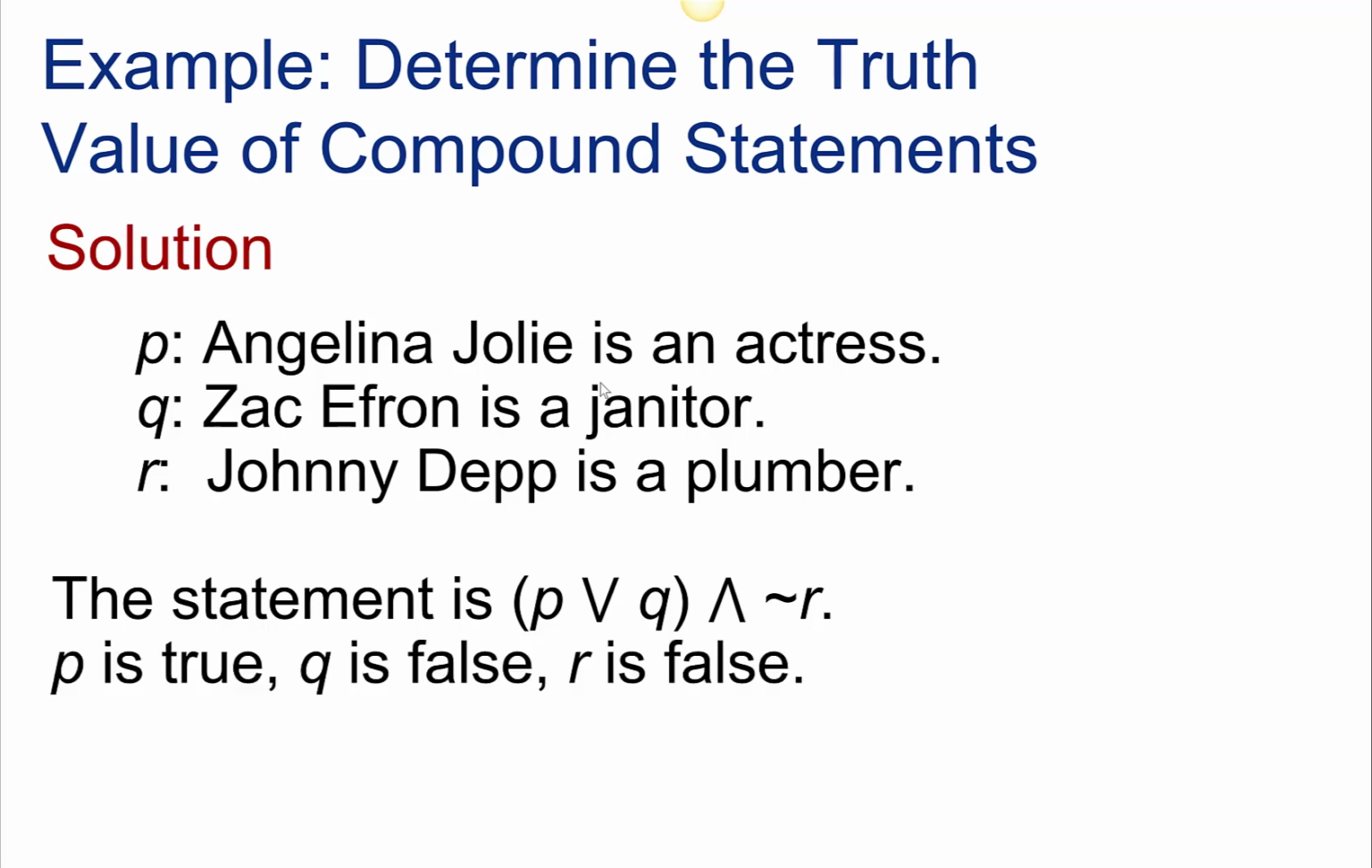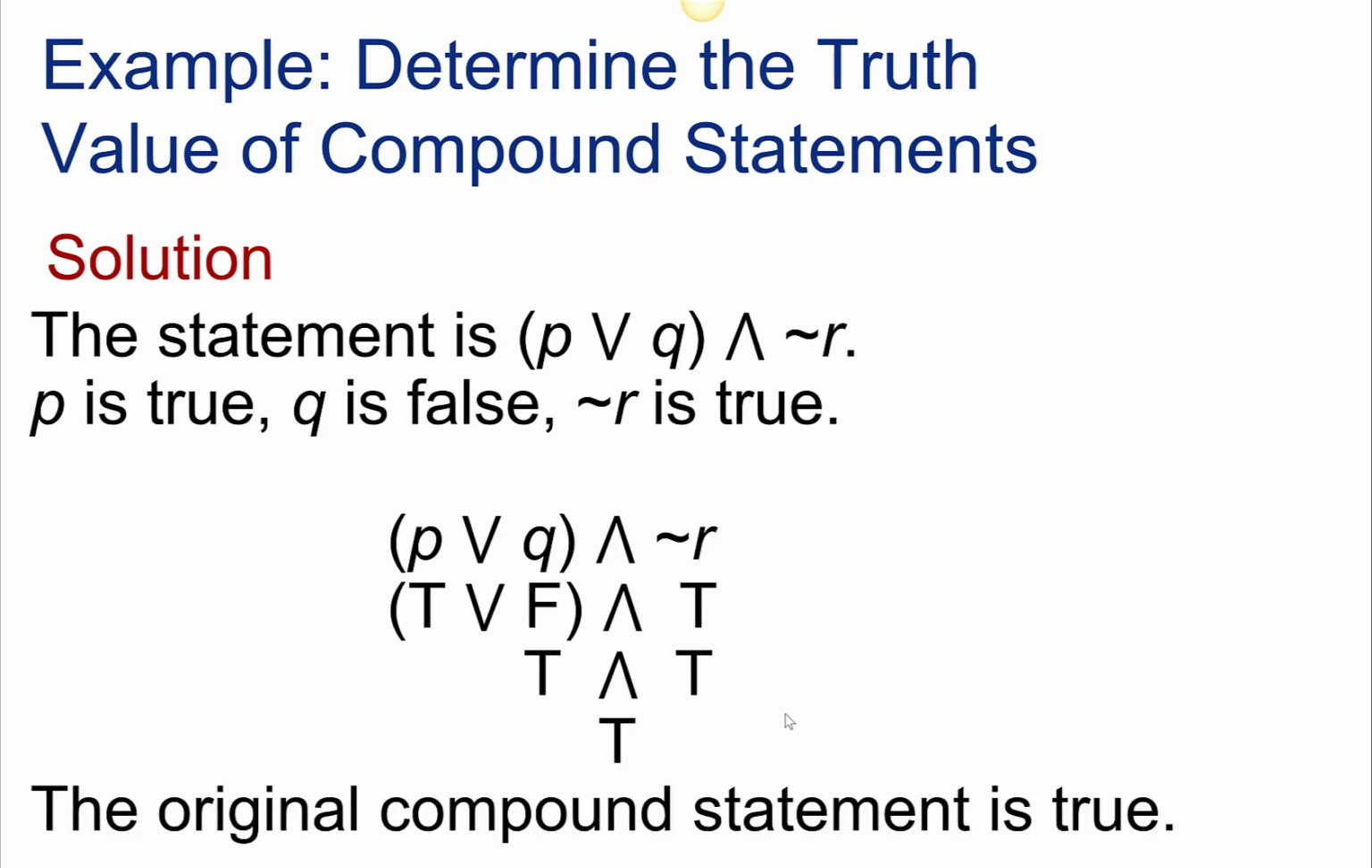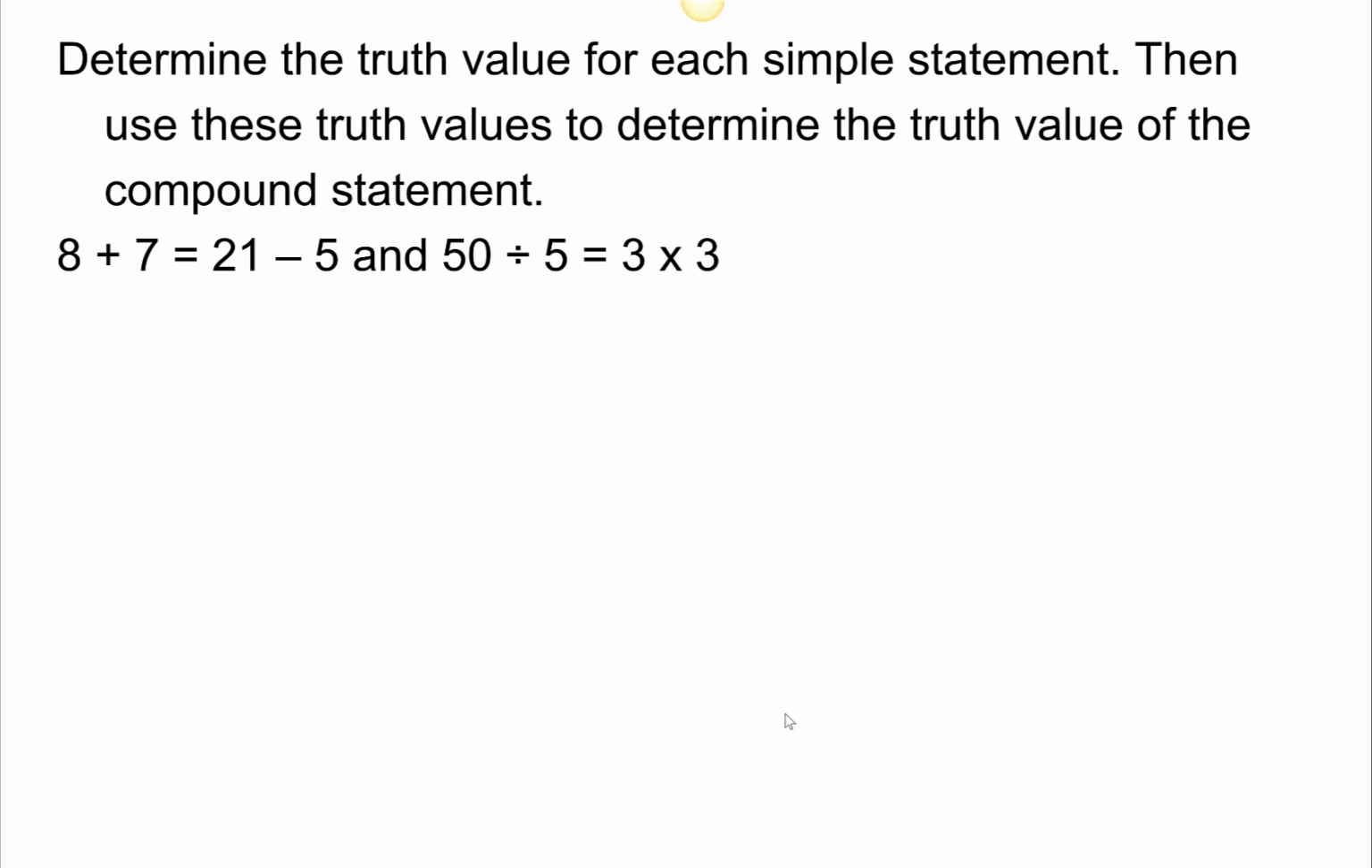The first one is true. The second one is false. And the third one, this is false, so the negation of R is true. So if we substitute the truth values, we have true or false gives us true, true and true gives us true, so the compound statement is true.